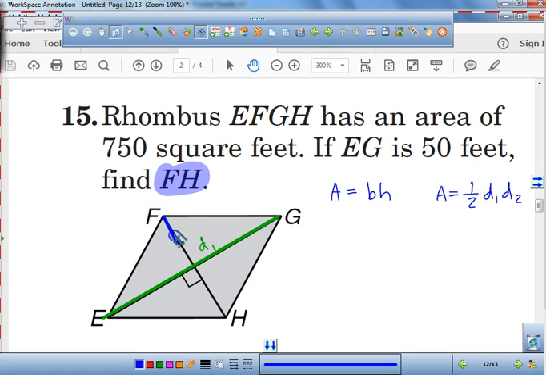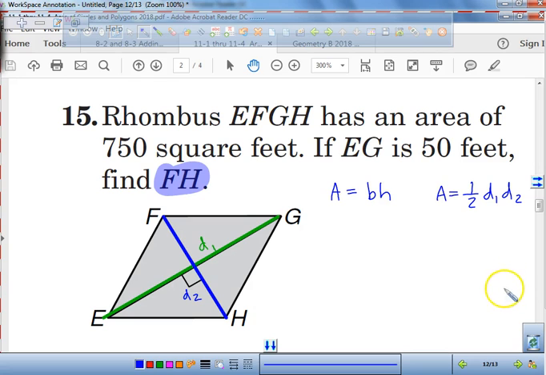FH is this guy right there. And what does that guy represent? The other diagonal. So I'm going to call him D2. Not R2, D2, just D2.